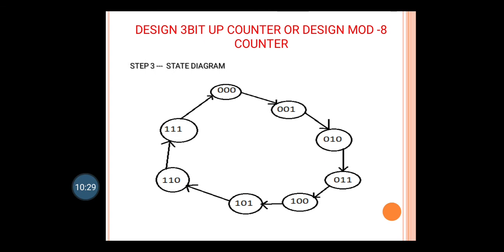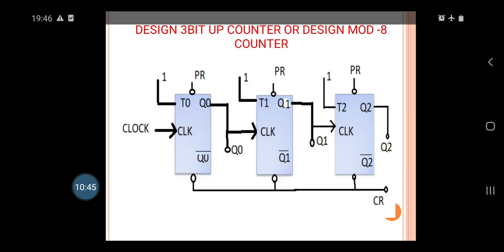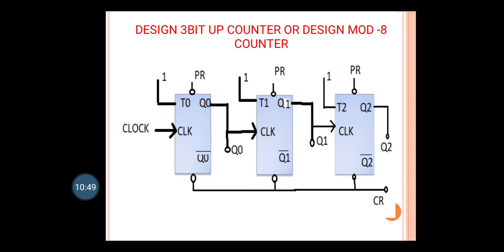The state diagram will show the states of the output. The initial state will be 000, then 001, 010, 011, 100, 101, 110, 111, and then the counter will move again to the initial state 000. This is the truth table. This is the logic diagram of the 3-bit up counter.